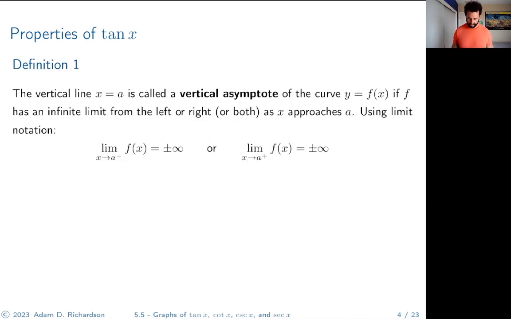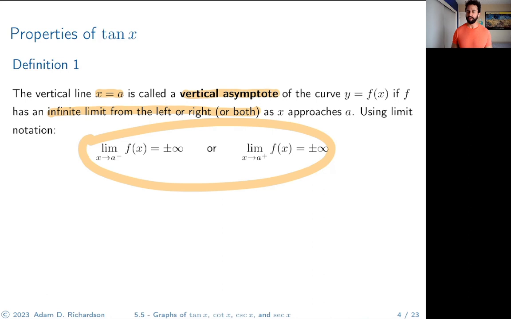All right. So this is just a definition. Some of you may have seen this definition before. If you haven't, you certainly will later. So I'll talk a little bit about this notation, a little bit about limits. We say that the vertical line x equals a is called a vertical asymptote of the curve if f has an infinite limit from the left or the right, or both, as x approaches a. So this here is actually using limit notation.